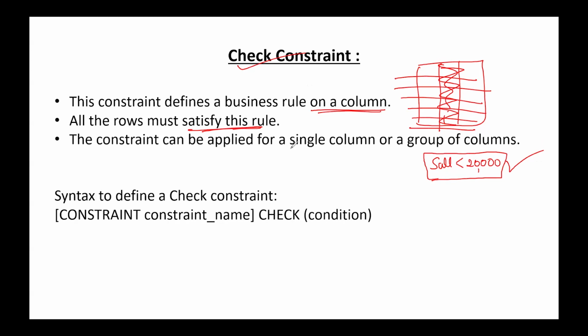The constraint can be applied for a single column or a group of columns. Once again, it can be added to many columns also. So once again, for a check constraint, I will write the constraint name, the keyword check, and the column for which I will be putting it, along with the condition. For example, salary less than 20,000, age should be greater than 18. All these are different conditions, depending on your requirement, and are mentioned inside the brackets.